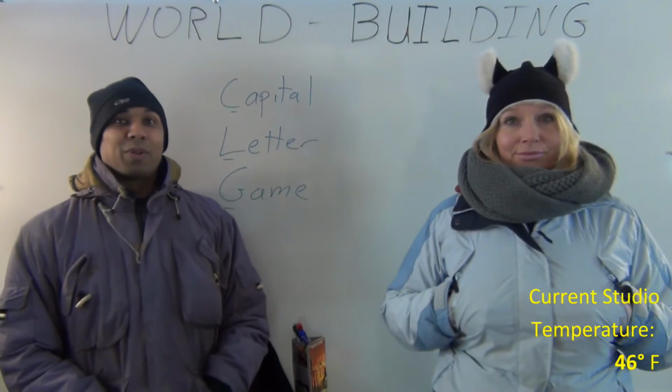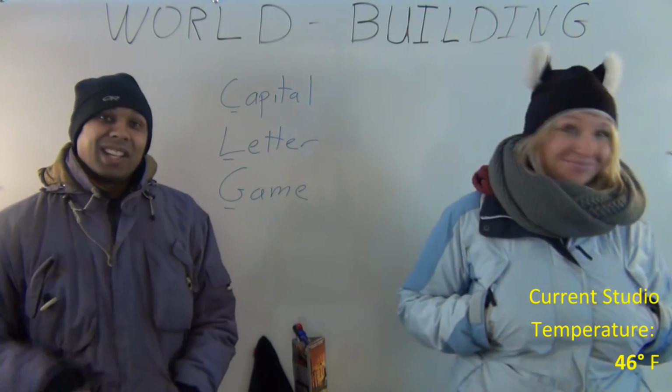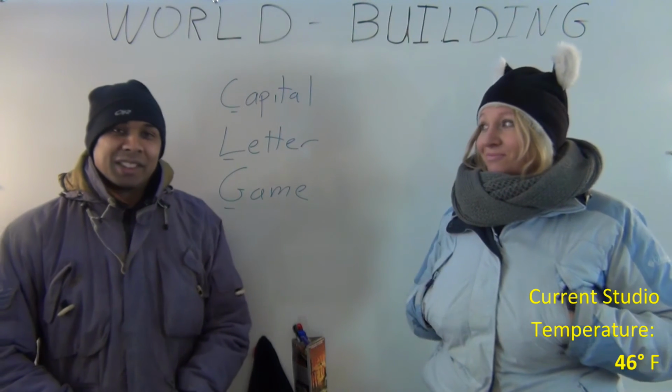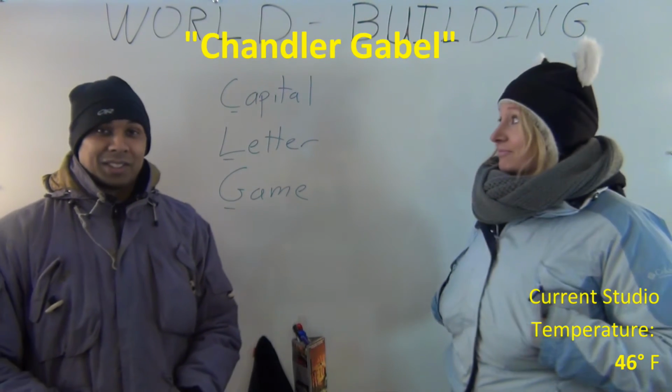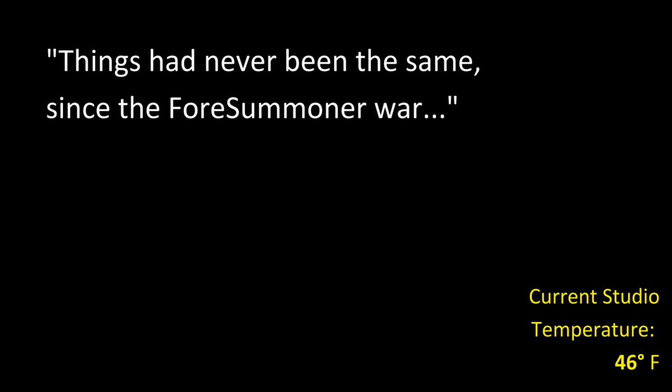So here's pro tip number 3, something we call in our writers group the capital letter game. This wasn't invented by me, this was invented by one of our fellow writers, Chandler Gable, and it goes something like this. If you have a sentence like this in your book, things had never been the same since the war between the northern robots and the southern clones that decided the fate of our presidential leader. That's an okay sentence, but what if you had a sentence more like this? Things had never been the same since the Fourth Summoner War. And that's it, that's all you have to say.